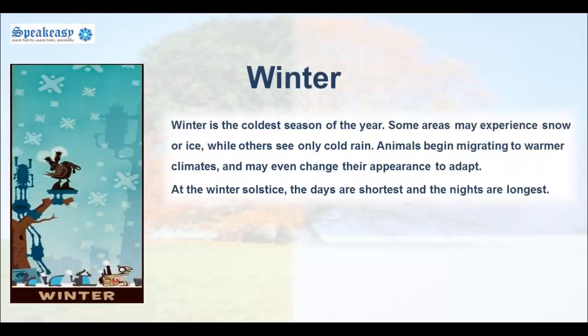Winter is the coldest season of the year. Some areas may experience snow or ice, while others see only cold rain. Animals begin migrating to warmer climates, and may even change their appearance to adapt. At the winter solstice, the days are shortest and the nights are longest.